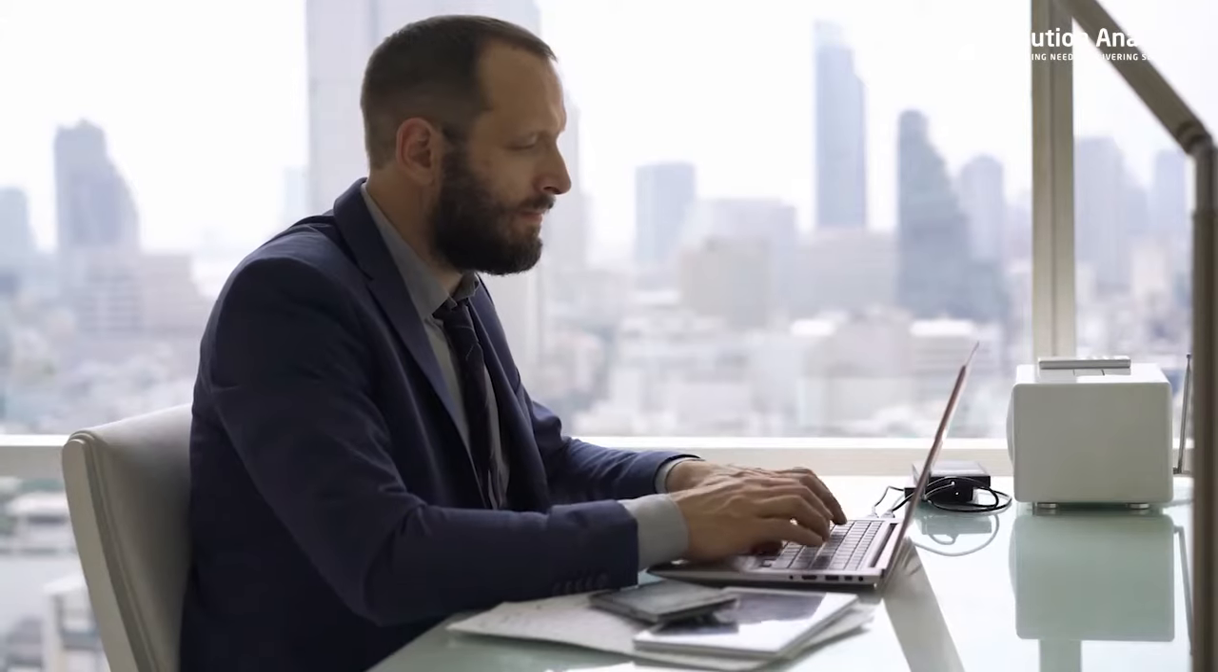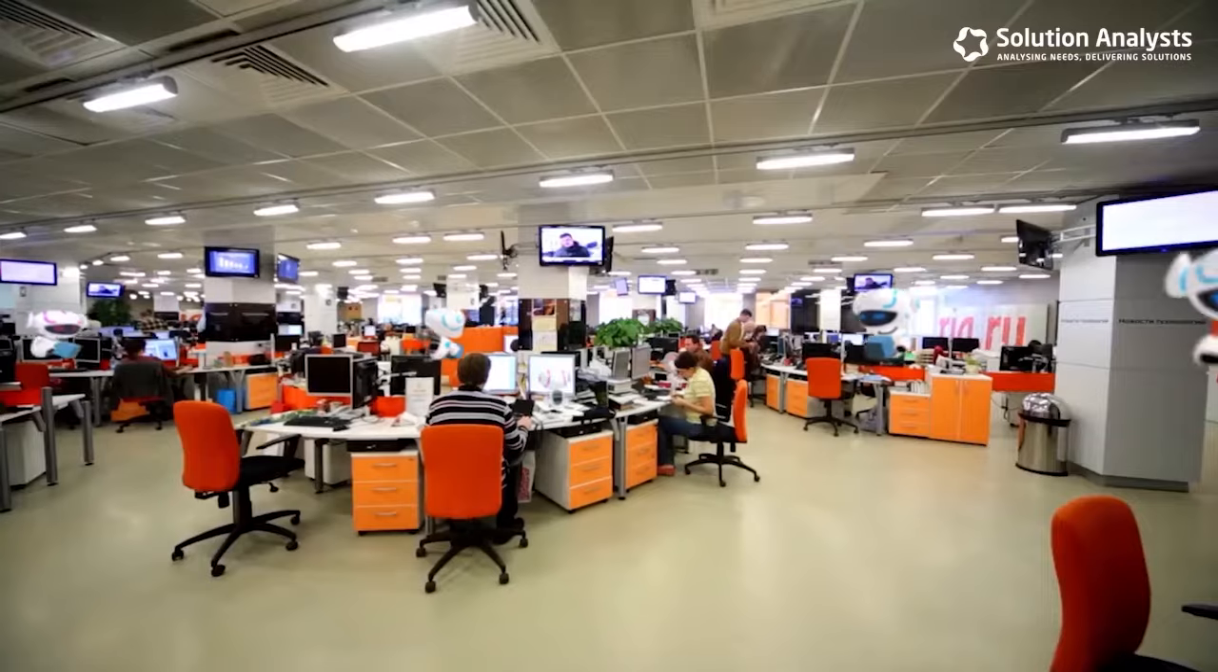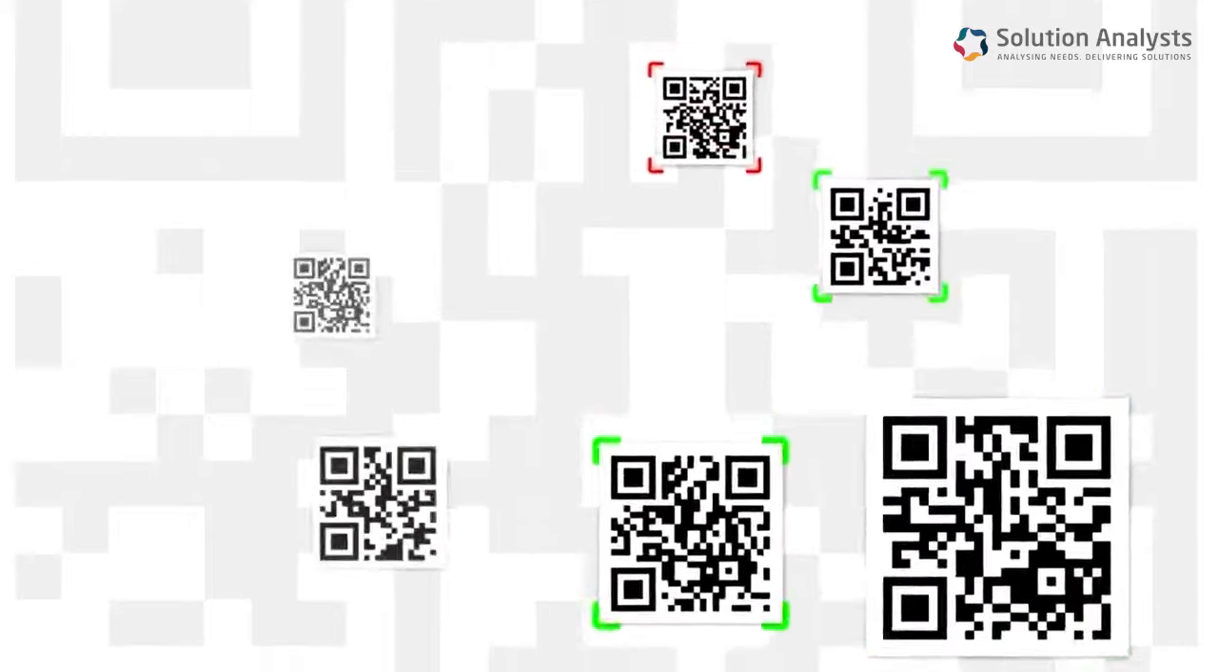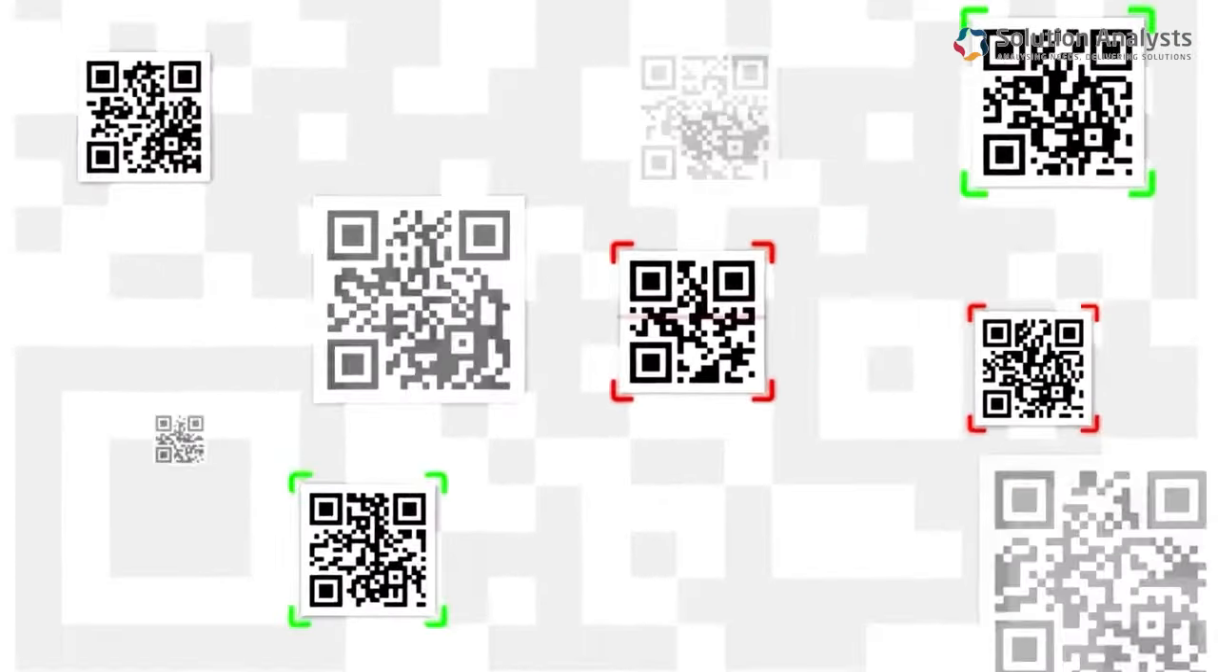RPA, or robotic process automation, is about automating repetitive activities. Here is how an RPA solution can generate QR codes from text.